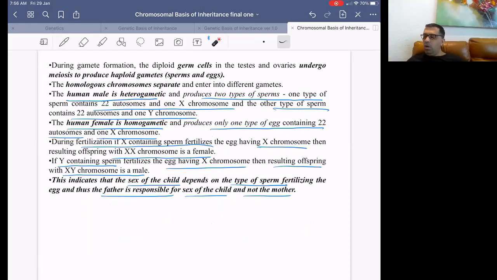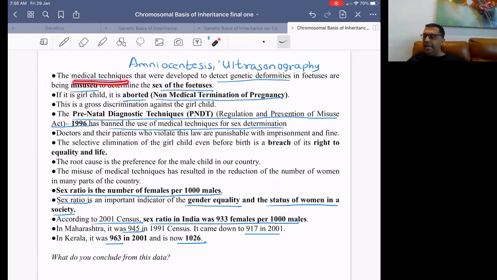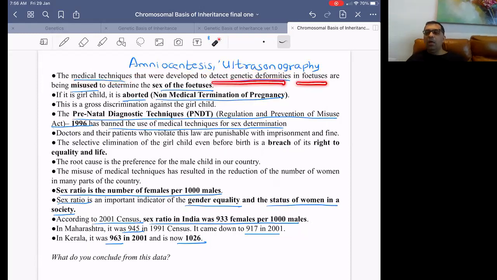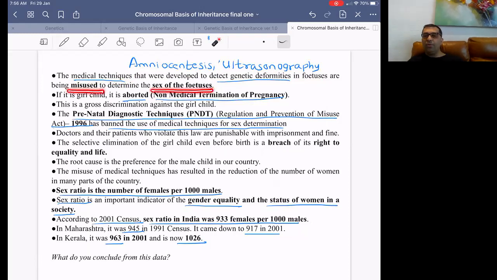Now, many medical techniques like amniocentesis and ultrasonography were developed to detect genetic deformities like Down syndrome, as we have said. These are misused to determine the sex of the fetus.